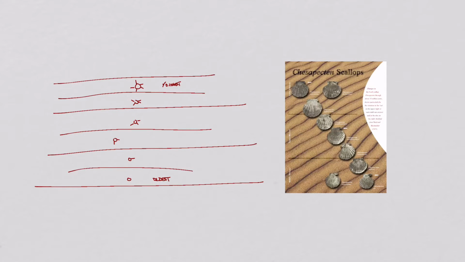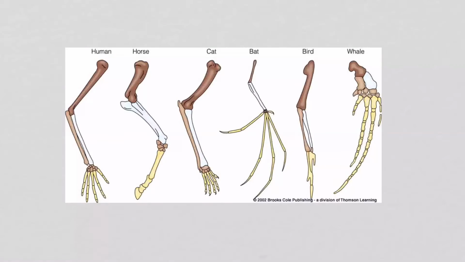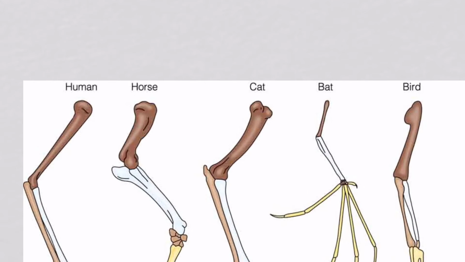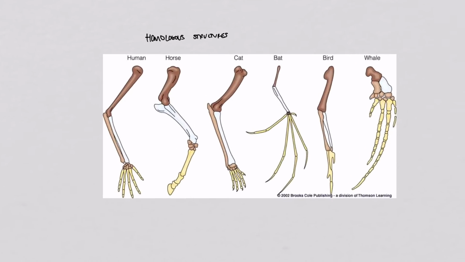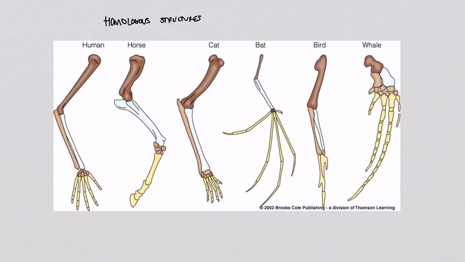Okay, the next piece of evidence for evolution is called homologous structures. So this is an example of homologous structures. So here are diagrams, not to scale, of bones found in the limbs of humans, horses, cats, bats, birds, and whales. And you'll notice here that although the bones are different sizes and different shapes, we all share the same basic body plan.